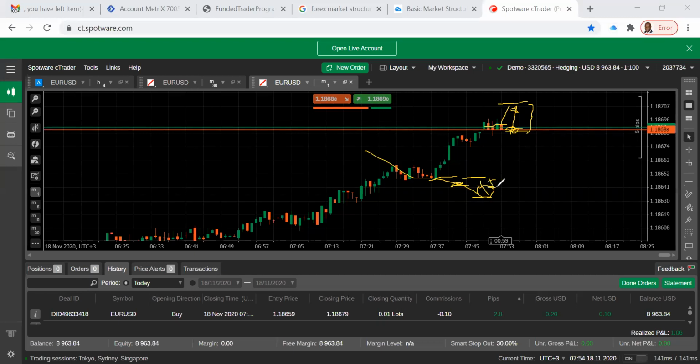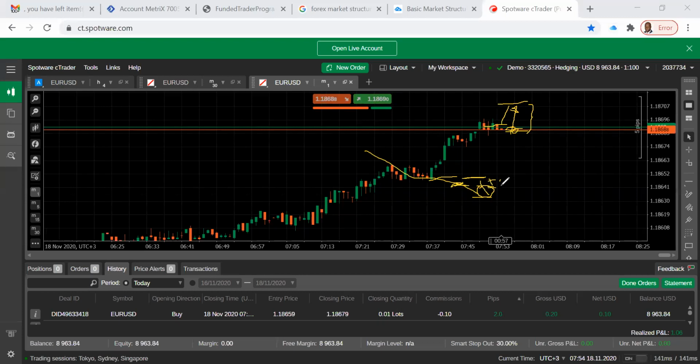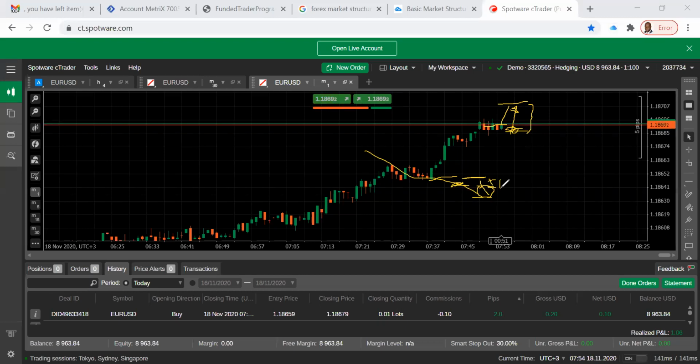So what does that mean? It means you always look for brokers that have very small spreads. The smaller the spread, technically, the better the broker, and that's what we try to do. We always try to make sure we work with brokers that have very small spreads.